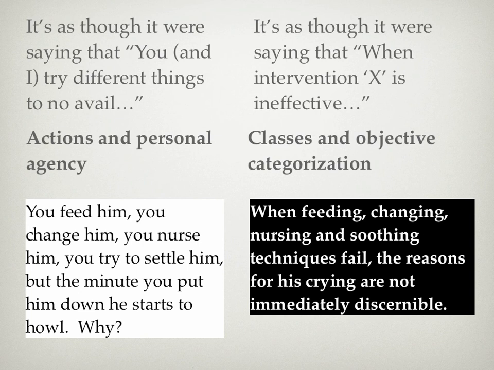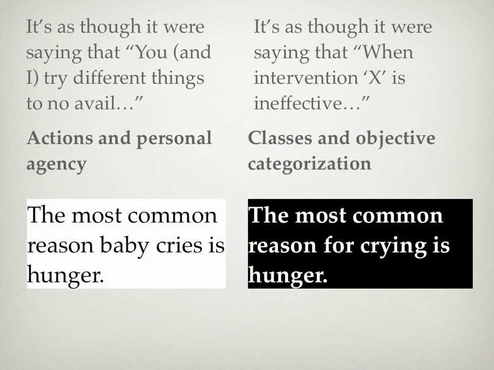And what's the reason for all this crying? Well, the insight provided by text 1 and text 2 seem almost identical. Text 1, the most common reason baby cries is hunger. Text 2, the most common reason for crying is hunger. Yet, in text 1, you may recall, this statement was preceded by a question. Why? It's as though the speaker of text 1 understands that this indeed is a question for the reader, that there is even a reader present. This is a question for you. In the second text, the expertise is offered in a vacuum, so to speak.